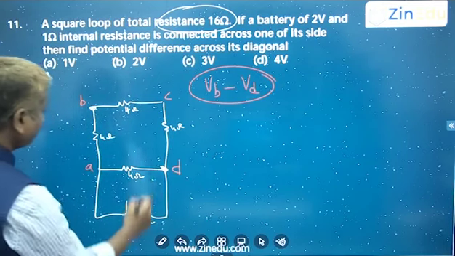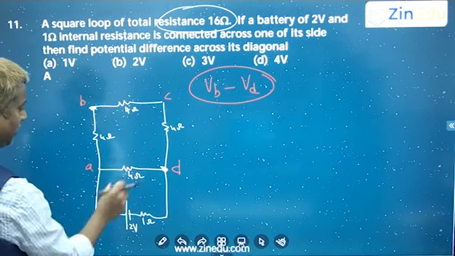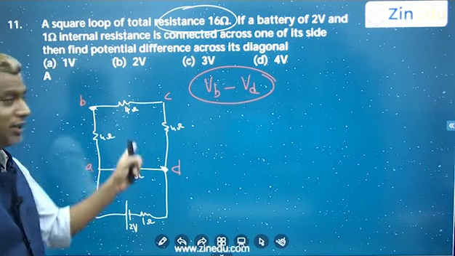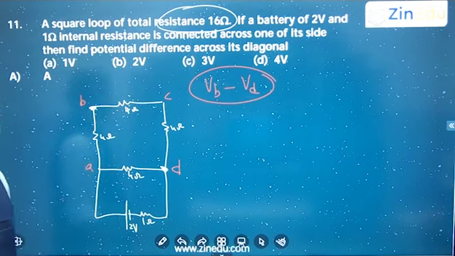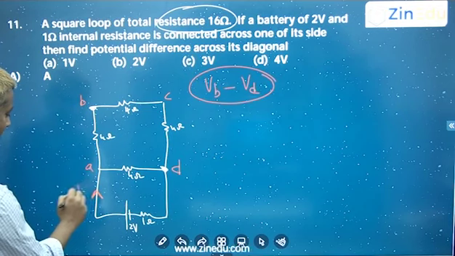So for that, this total 4 and 4 and 4 in series is 12. This is 12, this is 4, parallel. So you will get 12 and 4 parallel: 12 into 4 by 12 plus 4, so 3 ohms. 3 and 1 in series, so 4. 2 by 4, so half ampere. This current will be half ampere.